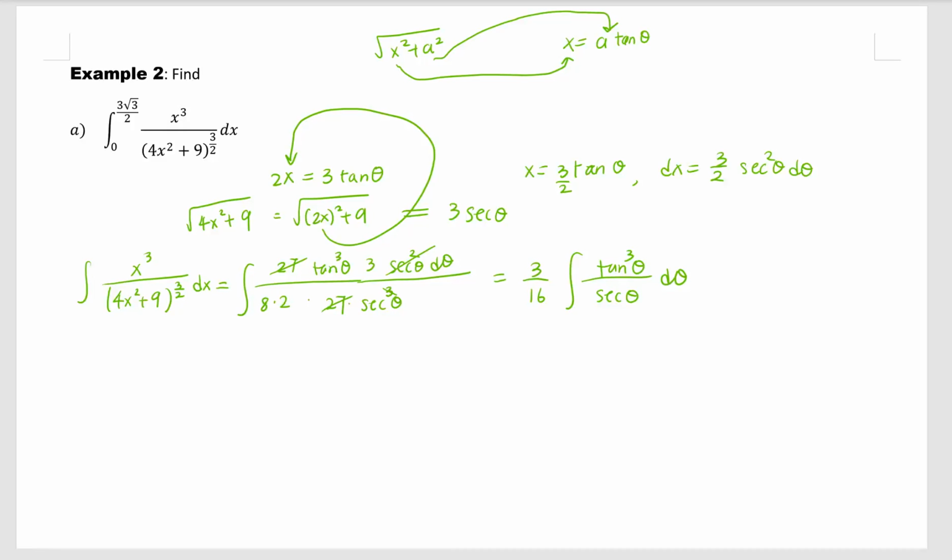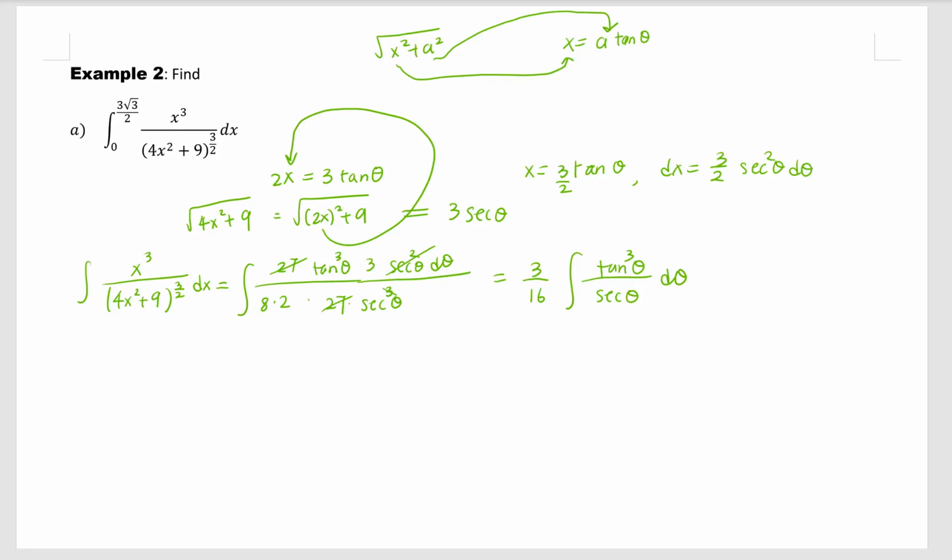Alright. So here there are 2 ways to solve. You can see the power of tangent is odd. So you can split a tangent, actually secant tangent, at the end and solve it. The other way is you can express this in terms of sine and cosine and use the sine and cosine rules to solve it. Okay, so let's use the tangent secant rule first.